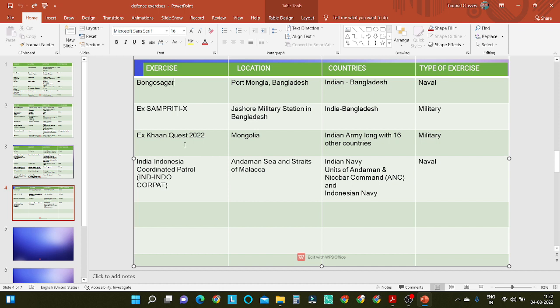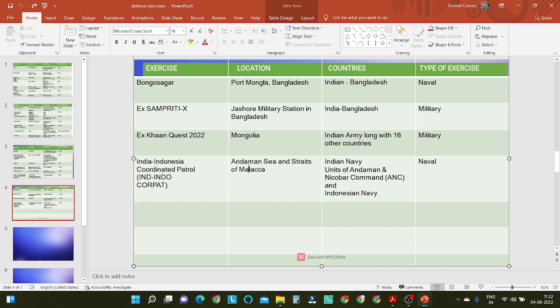And now the last exercise to be discussed is India Indonesia coordinated patrol. Earlier we saw India Bangladesh coordinated patrol. Now it is India Indonesia coordinated patrol. It is taking place in the Andaman Sea and Strait of Malacca. See, the Strait of Malacca, earlier I said it is very important, and the exercise is also taking place here in the Strait of Malacca and Andaman Sea.